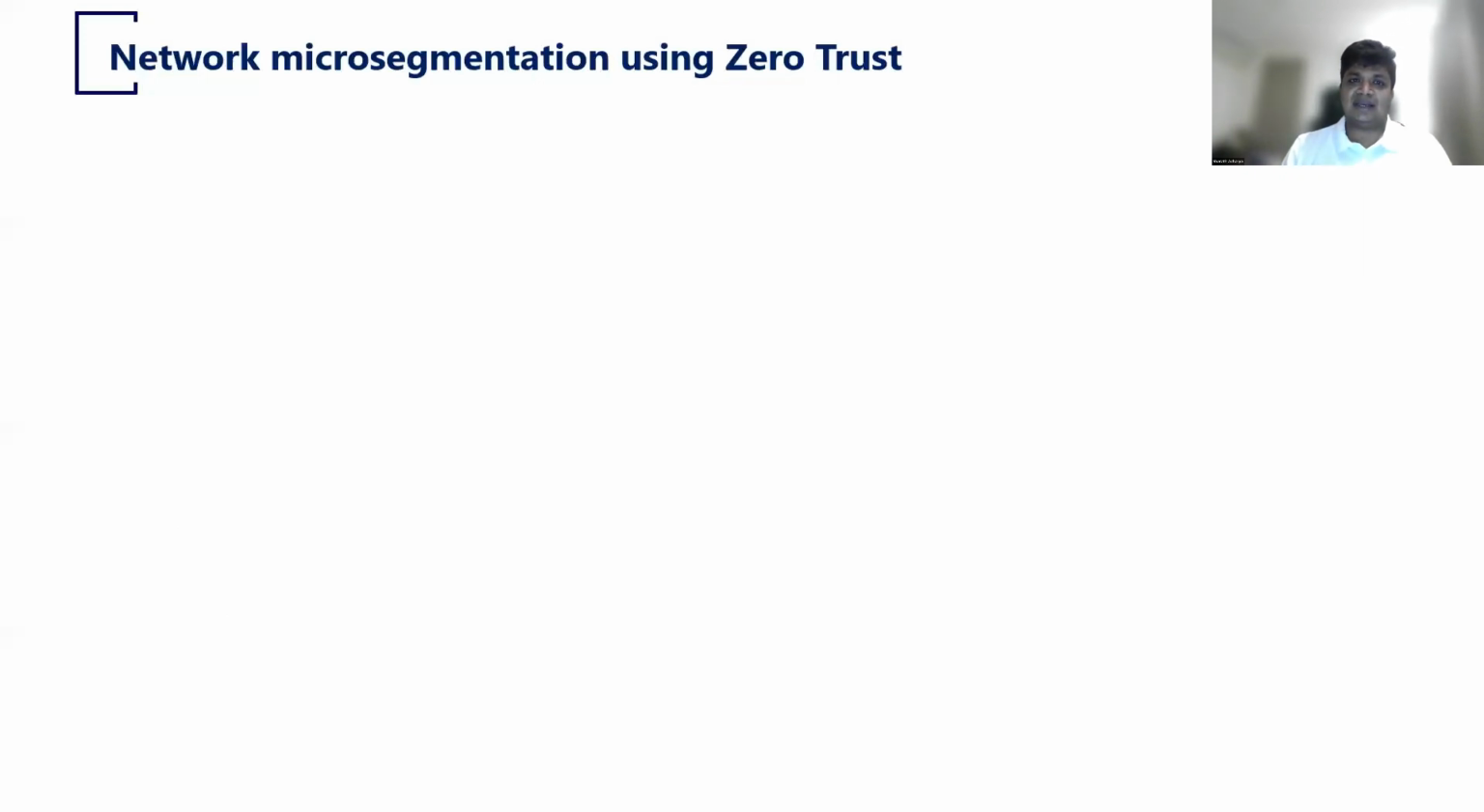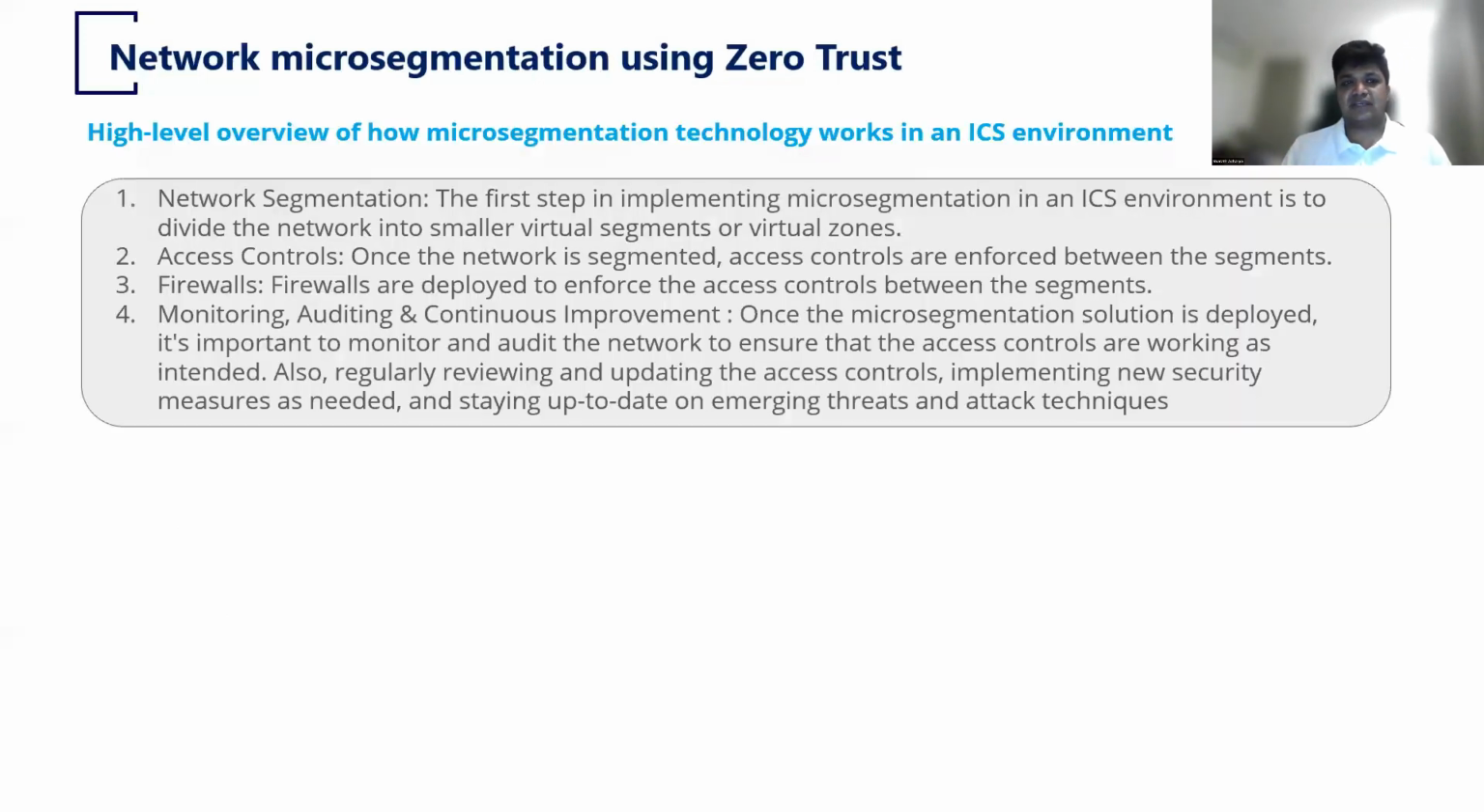So network segmentation and zero trust architecture, right? To give you a high level overview of how microsegmentation technology works in an ICS or a SCADA or an OT infrastructure. First thing is segmentation, right?